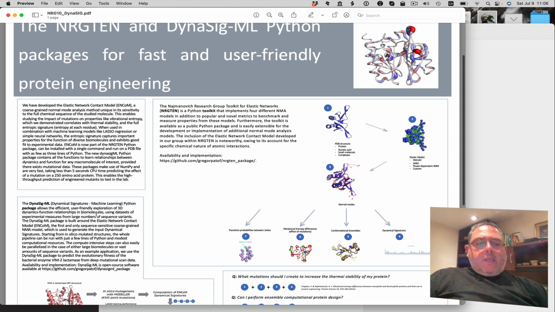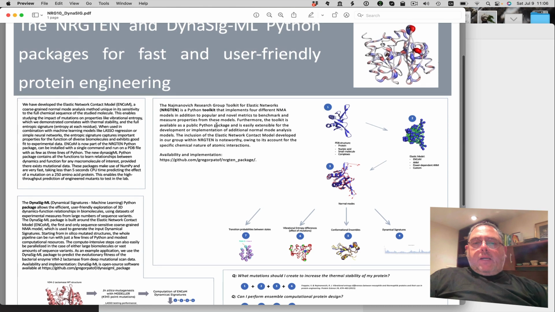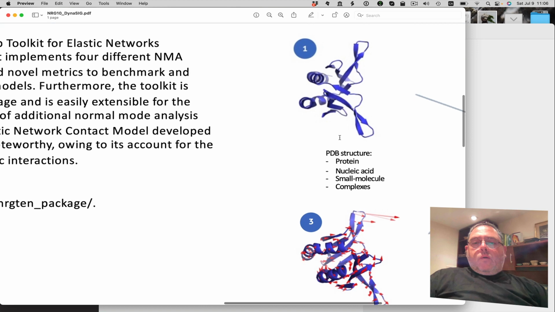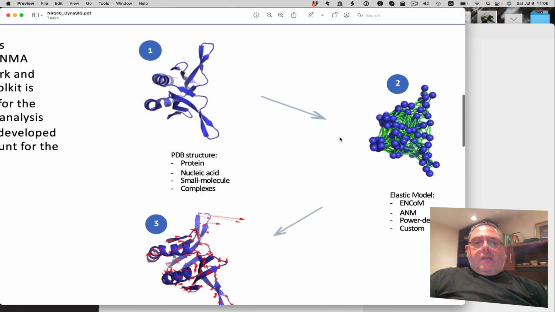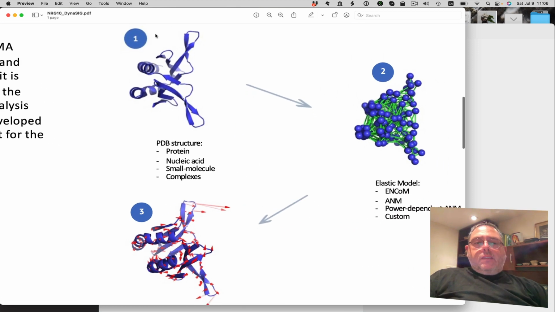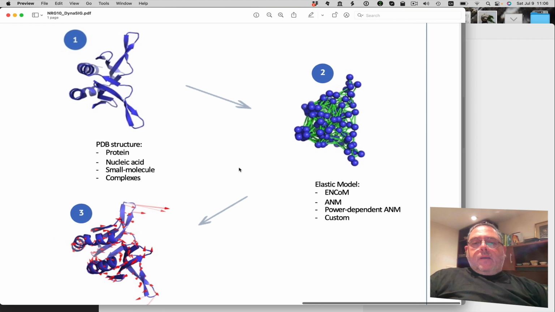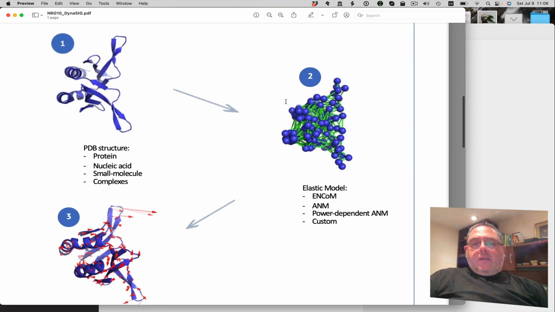You can read all the text of the poster, but in brief, what NRGTEN allows you to do is have the structure of a biomolecule, and that can be a protein, a nucleic acid, with or without small molecules and complexes, generate an elastic network model.